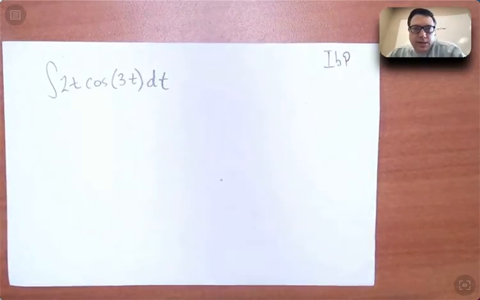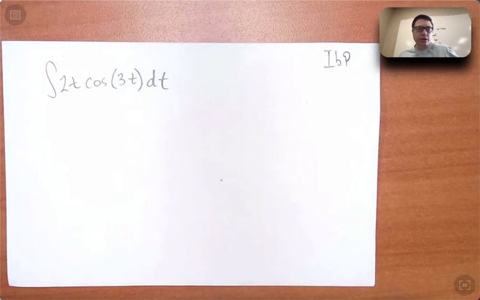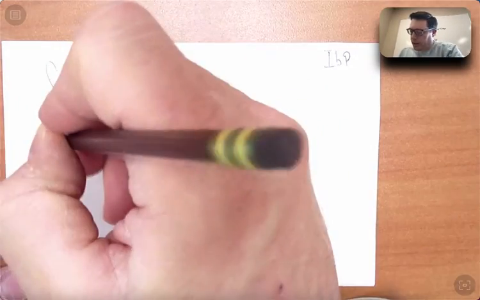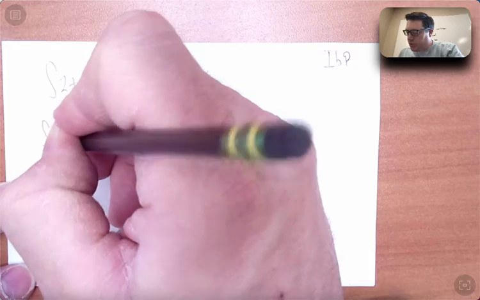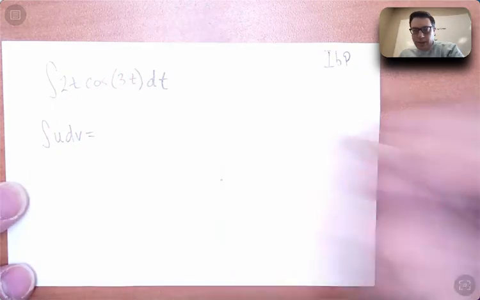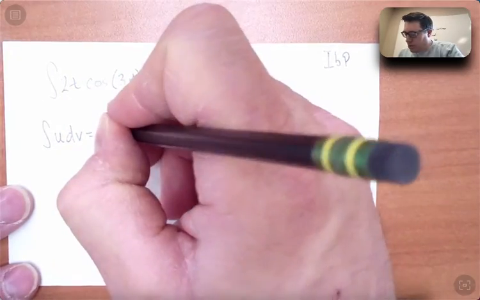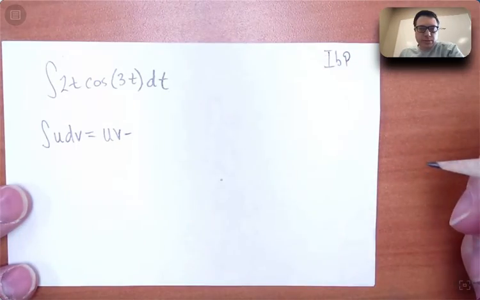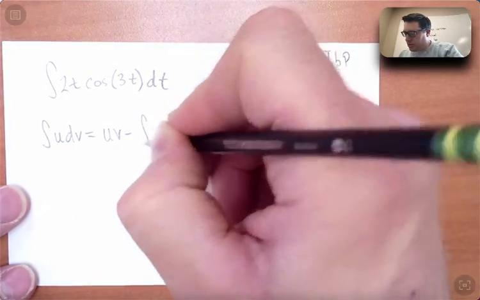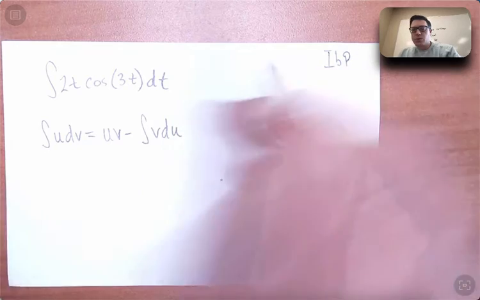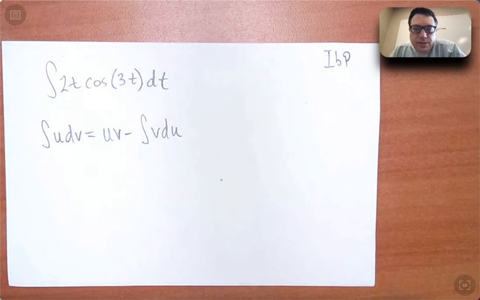Now, in this process, I remind you that the formulas are out there. You can search them up. But the integral of u dv equals the uv function, multiplying them together, minus the integral of v du. So what we need to do in these types of problems is figure out which of these functions we're going to call the u function and which we're going to call the dv function.